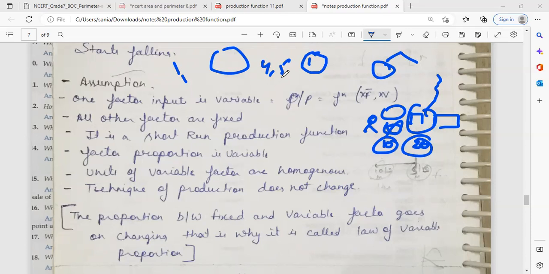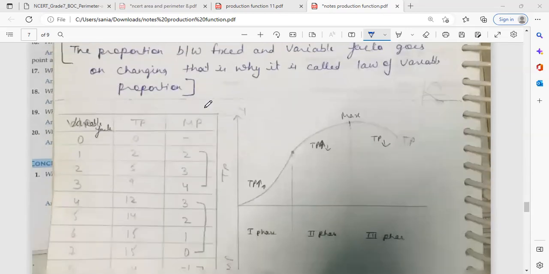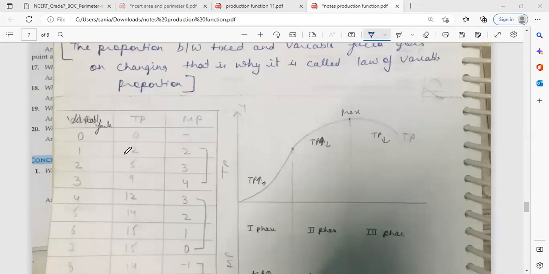Okay, great. So tomorrow, in the next class, we'll be doing the graph as well as the schedule. This is very important. If you are lucky enough, you will get a direct question that says state law of variable proportion. If you are lucky, most of the students score full marks for this. This comes for 4 marks or maybe sometimes 6 marks. So this you cannot miss at any cost.